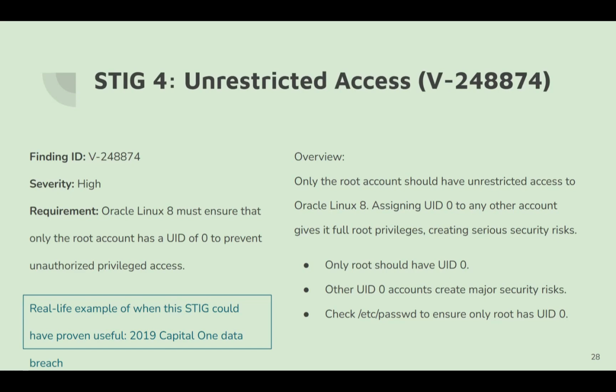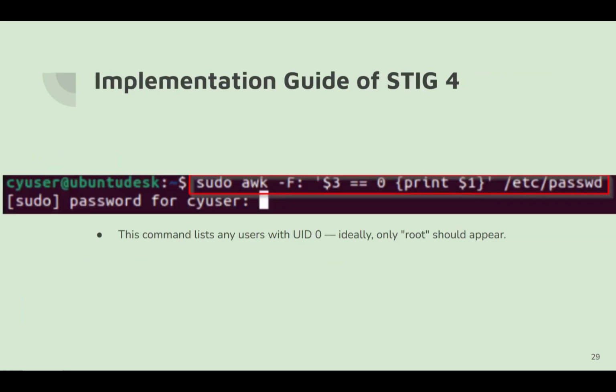To implement the STIG, we start by reviewing the /etc/passwd file. This file stores all local users and their UID values. Our task is to ensure only the root user is listed with UID 0. This command uses AWK to filter /etc/passwd and find any users with UID 0. The expected result should only show root. If any other names appear, that's a finding and needs to be rectified.